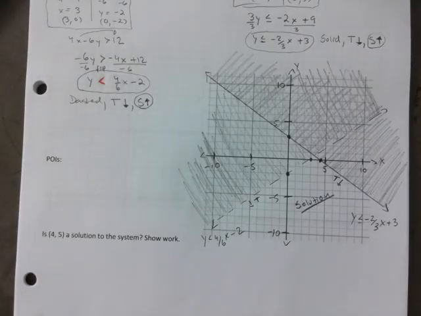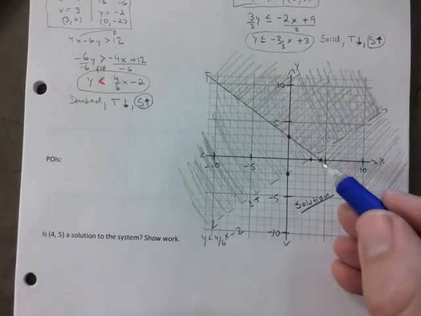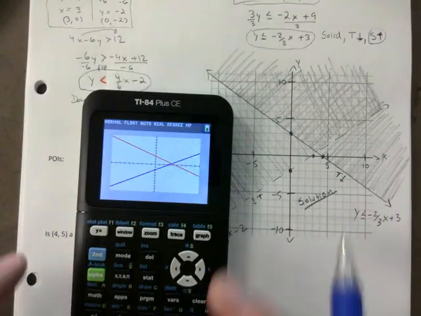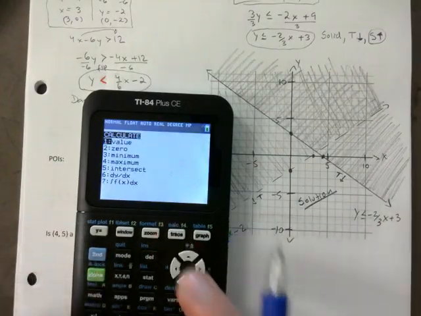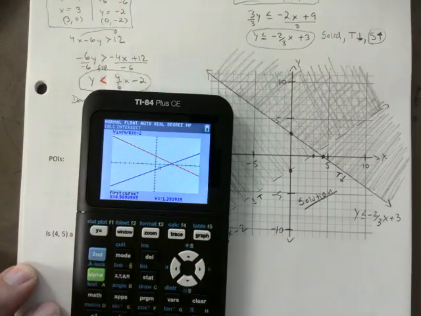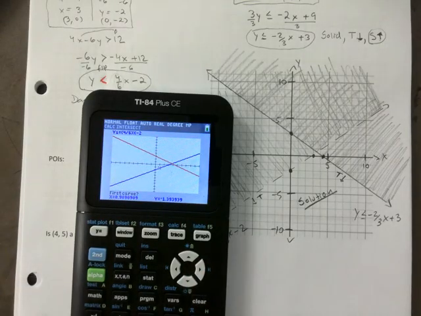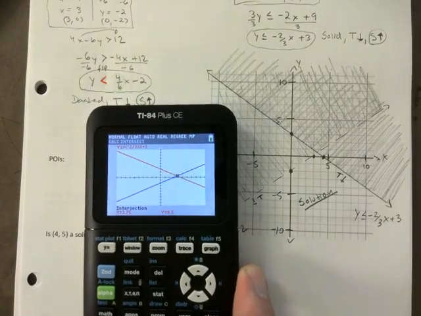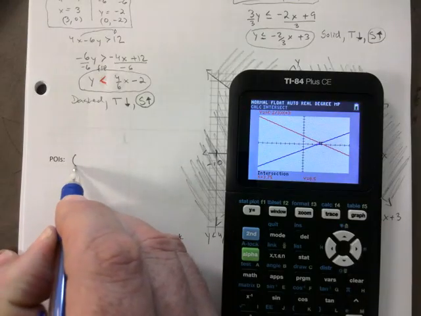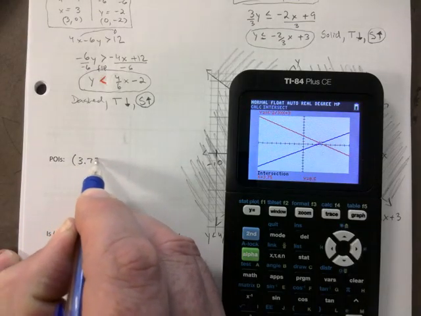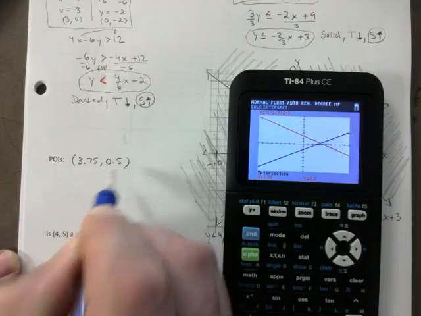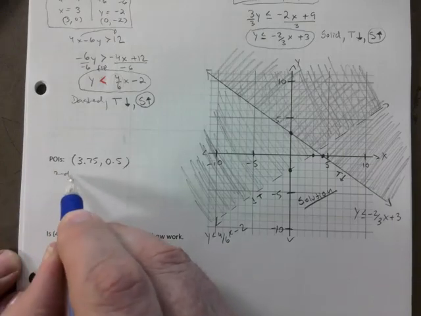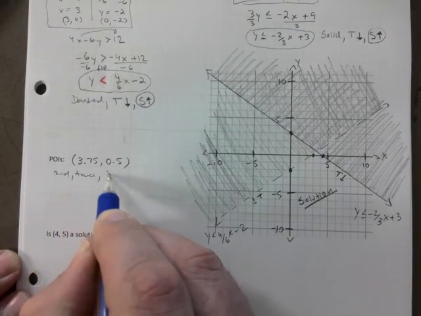How do you find the POIs? Just go graph them and find the intersection between these two. I already graphed it, so you go second trace 5. Because they're two linear equations, you can hit enter 3 times. You don't even have to look. There's only one point where they meet. So this is going to be 3.75, 0.5. And I just go second, trace, intersect.